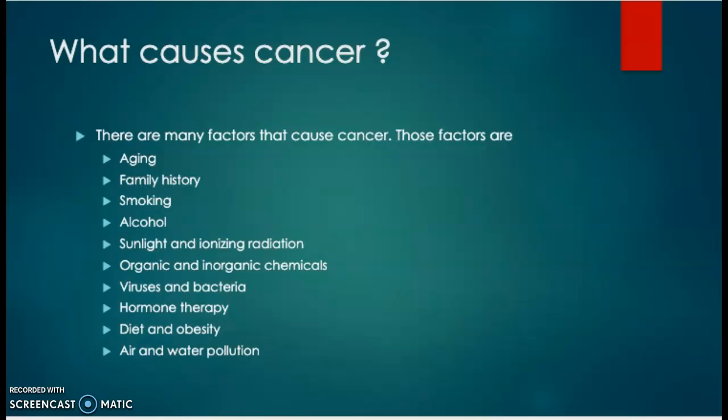So the ninth factor is diet and obesity. People who have a poor diet with reduced physical activity may be at increased risk of several diseases. Obese people will be at a higher risk of coronary heart disease, stroke, high blood pressure, diabetes, and cancers. And this includes many cancers: cancer of the esophagus, breast, uterus, colon, rectum, and prostate.